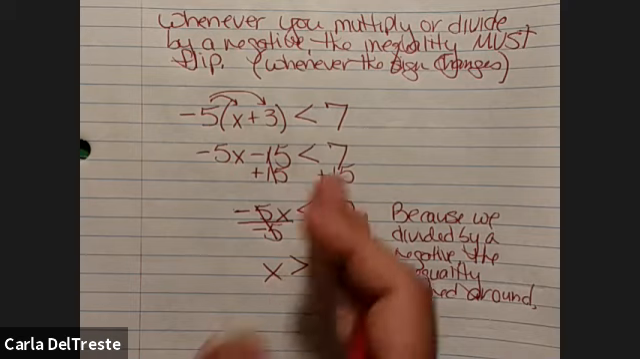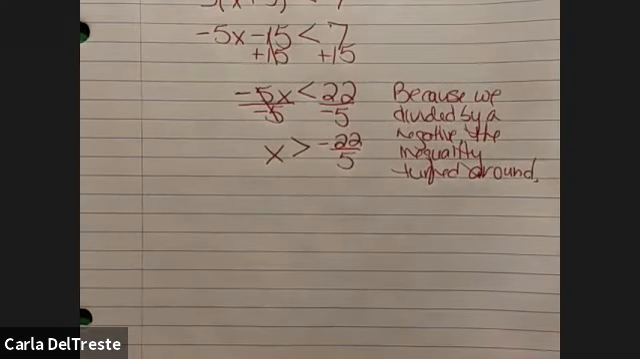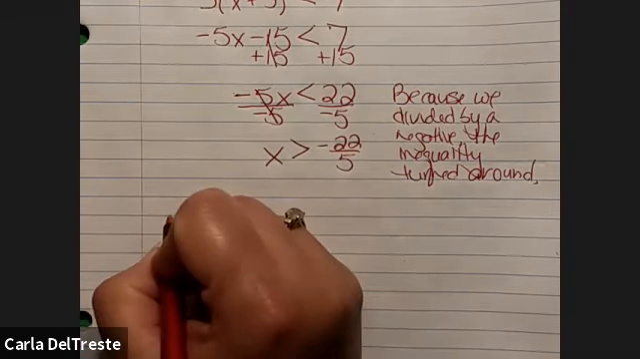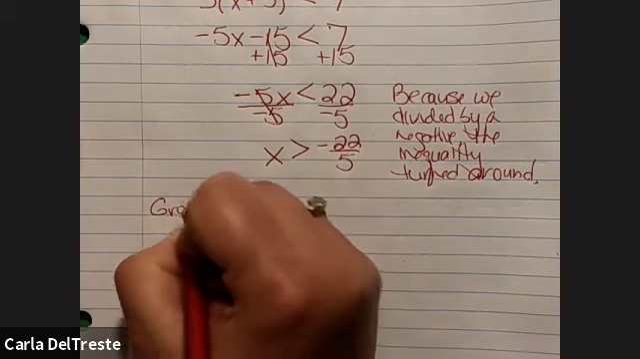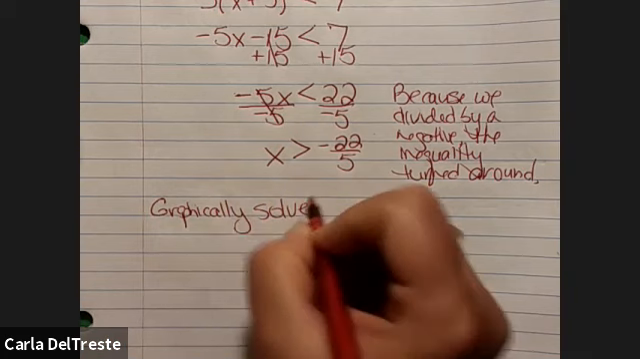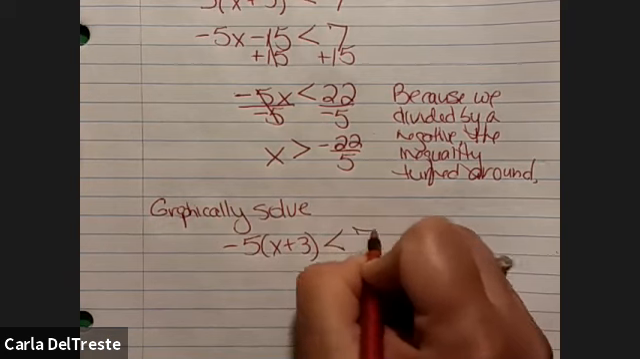So now the question is, how do we solve this graphically? So now we want to graphically solve -5 times x plus 3 is less than 7.